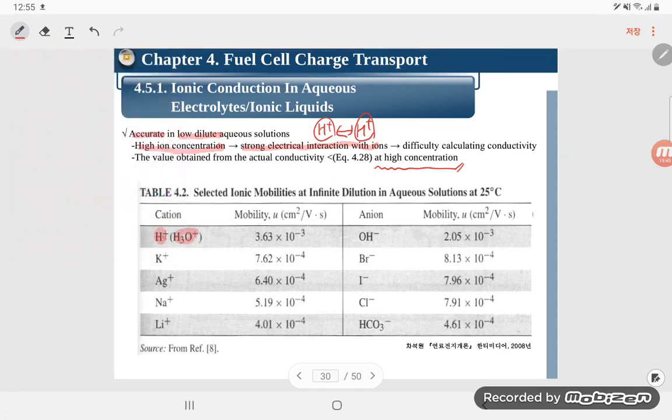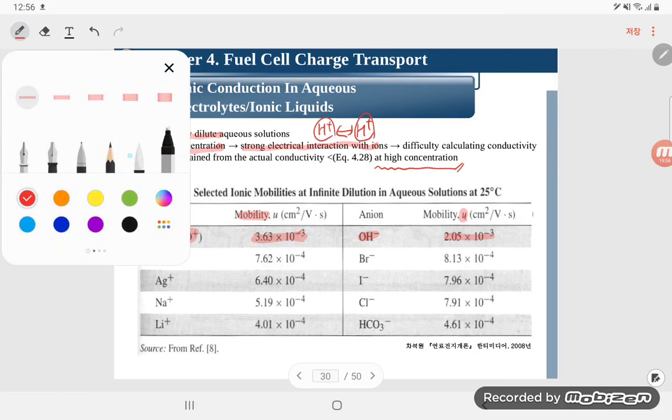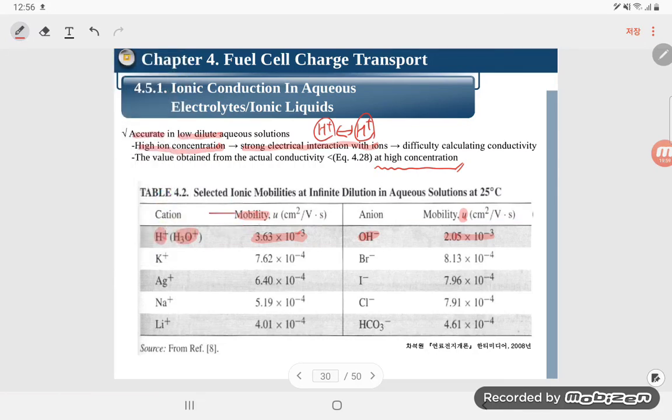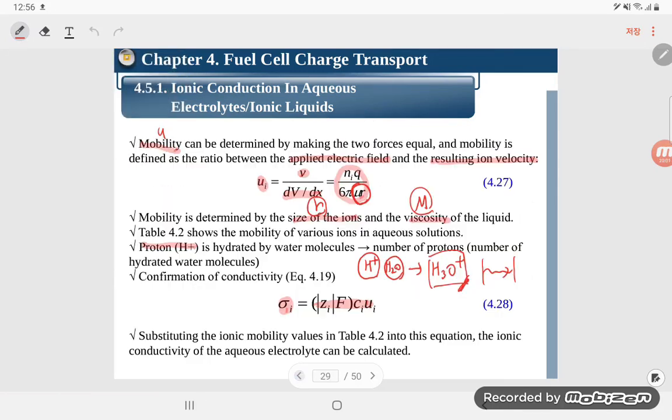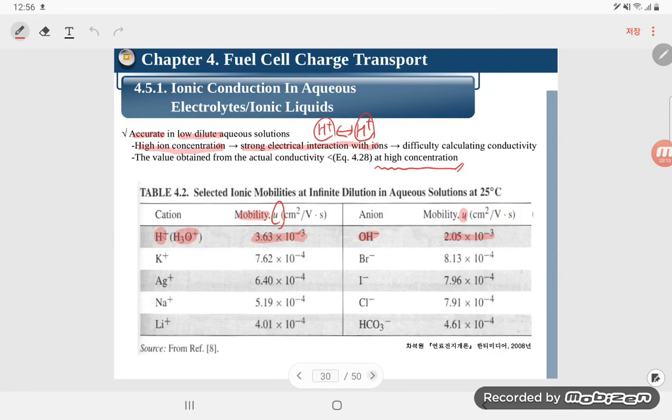And the proton, the oxonium ion, has a very high mobility in this table. The hydroxide ion also has a very high mobility. So this is u, only u, not the conductivity sigma. If you insert this value into the equation, while considering the concentration effect, then we can calculate this directly.